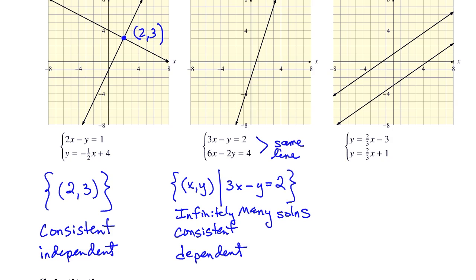All right, lastly, we have y = 2/3 x - 3 and y = 2/3 x + 1. Notice that those 2 lines are, in fact, parallel. If you have parallel lines that are not the same line, then they never intersect. So there is no solution. So it's the empty set. No solution. And we say that this system is inconsistent.